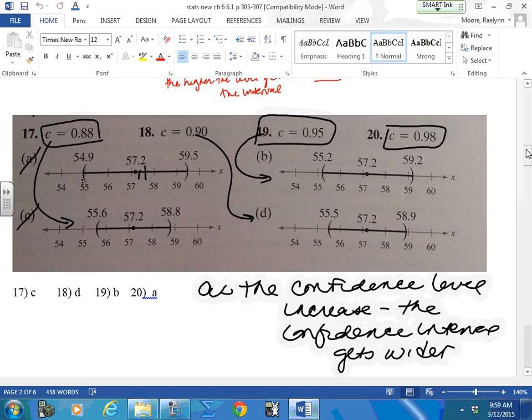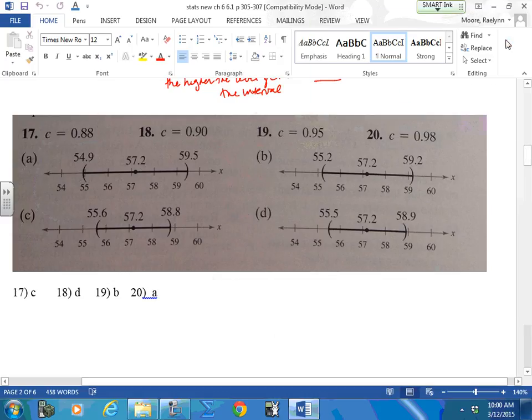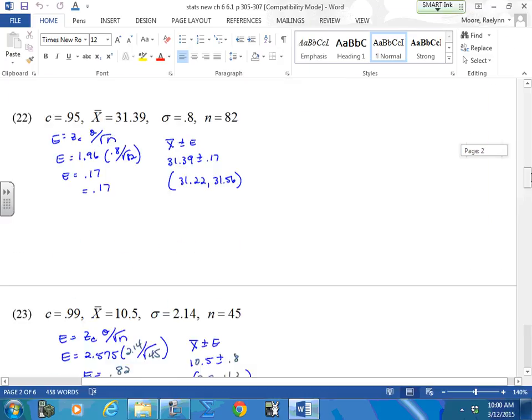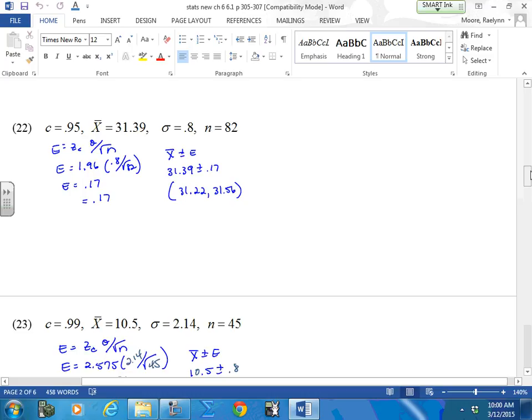Okay? So use that concept. And that will help. And you need to know that as your confidence level increases, your interval gets wider.